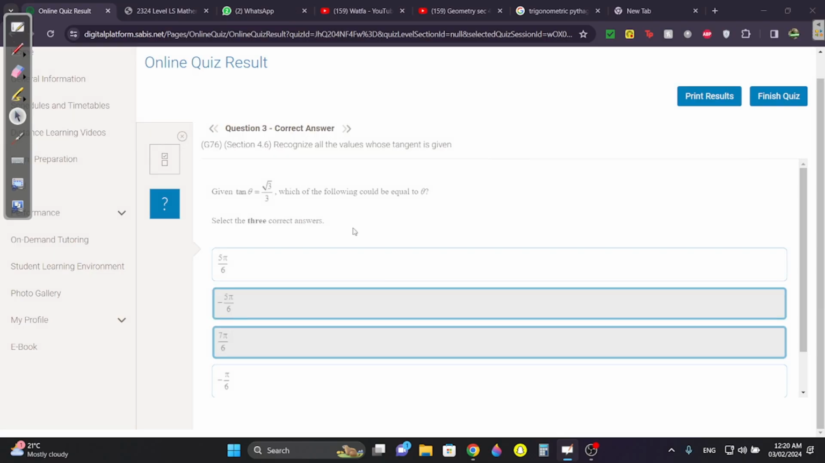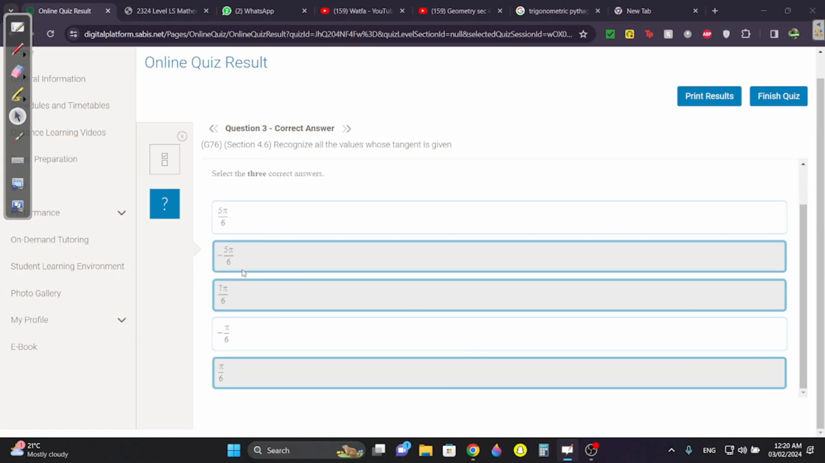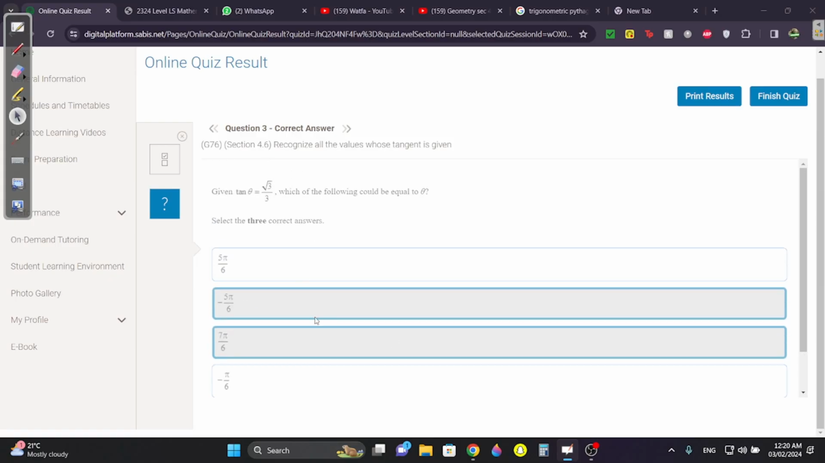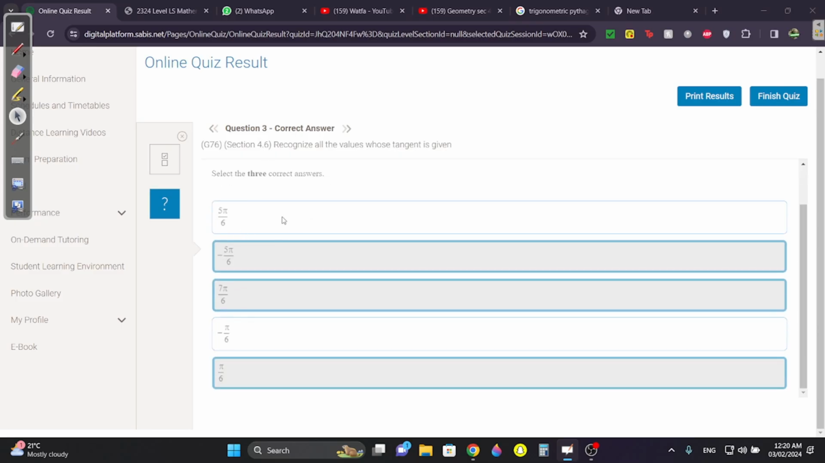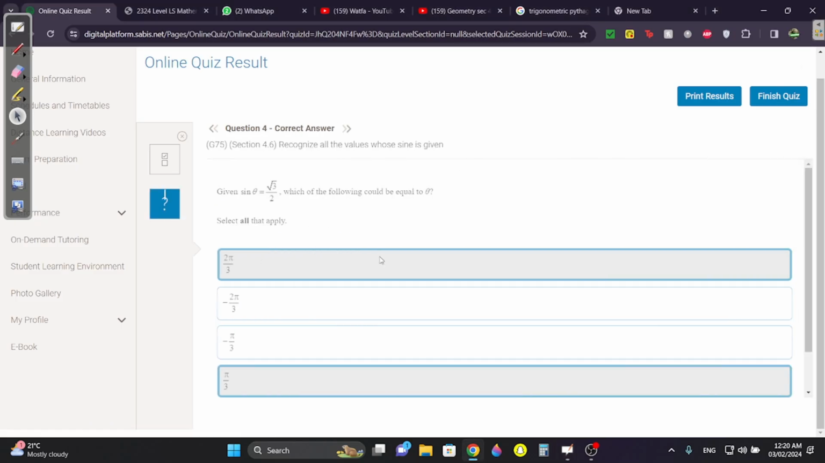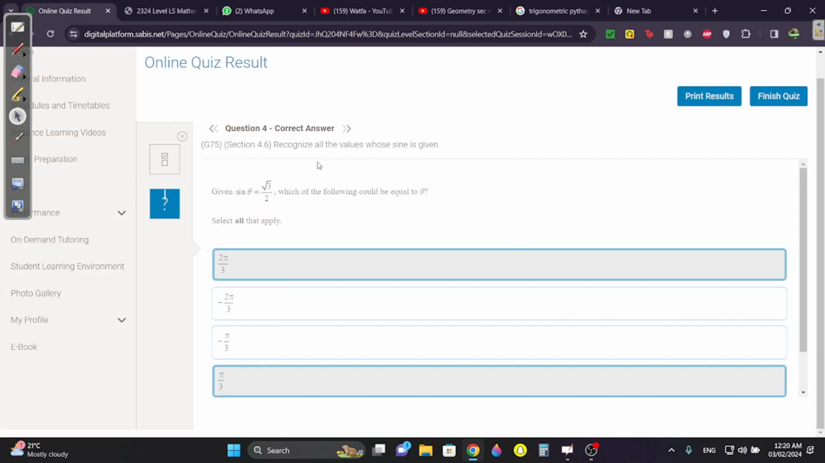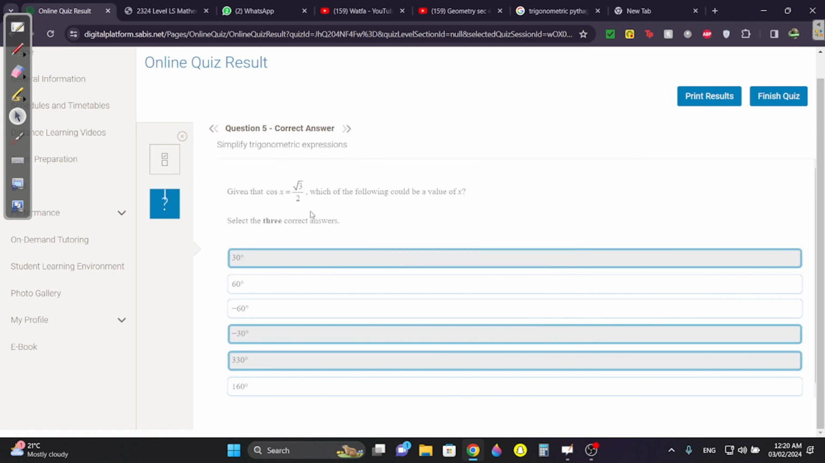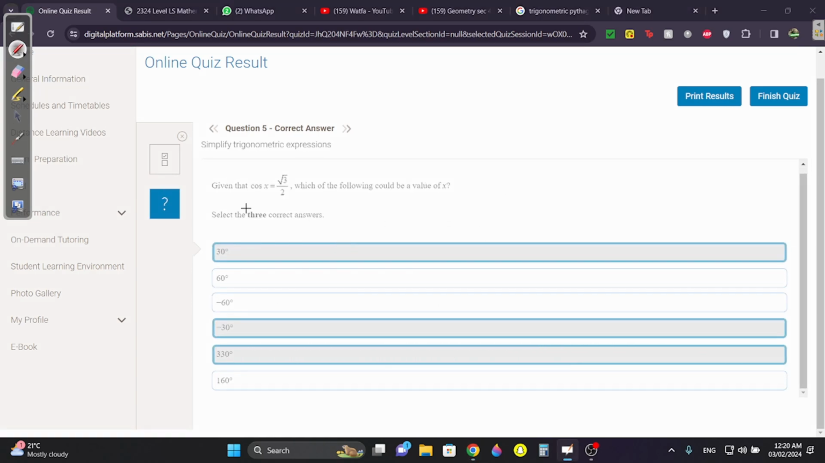Okay, this one is like the last one, but it's straightforward. They gave it to you, and tan something equals radical 3 over 3. Just do it one by one, and see which one gets you radical 3 over 3 on a calculator, and use radians. Question 4, I think it's the same thing. Yeah, sine. This time use sine. Check each one. See if you get the same thing. Question 5. Same exact thing, but now we're using degrees. So make sure you change your calculator to degrees.